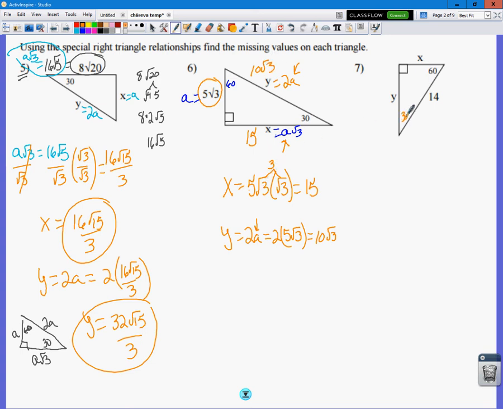Across from the 30 equals A. Across from the 60 equals A roots of 3. Across from the 90 equals 2A. There's my algebraic equation. 2A equals 14. I divide both sides by 2. A is 7, which means x is 7. And when I replace this A, I get y equals 7 square roots of 3.